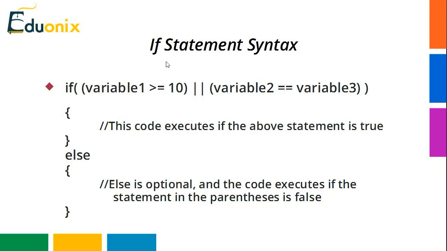So if variable 1 is greater than or equal to 10, if that statement is true, or if variable 2 is exactly the same as variable 3, if that is true, then this code will be executed. If both of these statements are false, then the other code in the else statement will be executed, because it's an or statement. Remember that the else is an optional extra and the if can stand alone without the else.